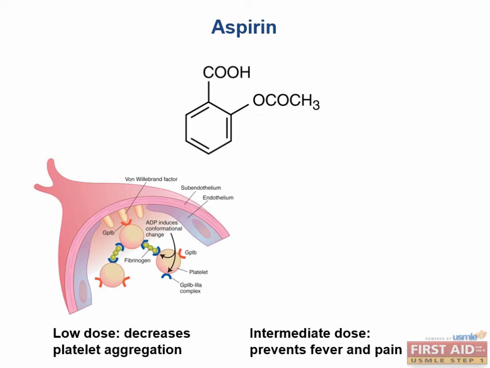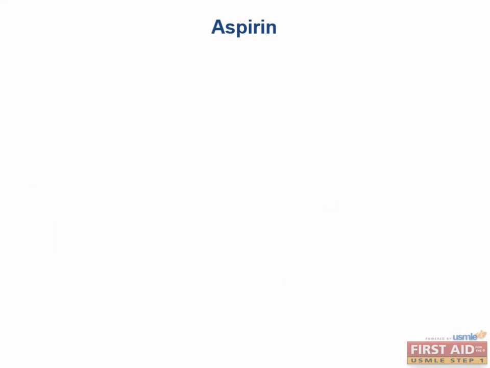The second dosage level is intermediate doses, from 300 to 2400 milligrams a day, which help to prevent fever and pain. The highest doses are actually required to decrease inflammation in the way that we'd need if there was a concern about a potent inflammatory response. So, what are the side effects of aspirin?